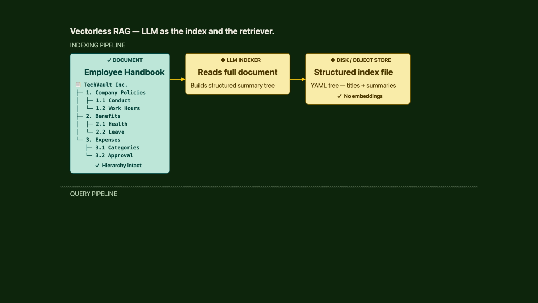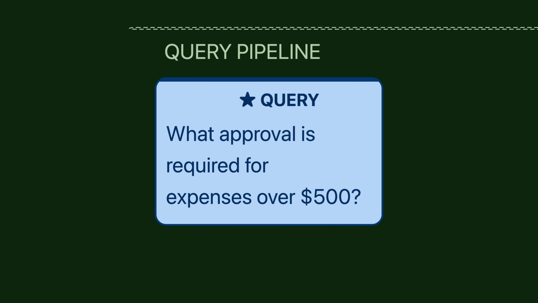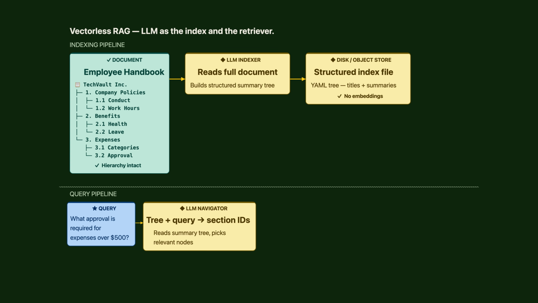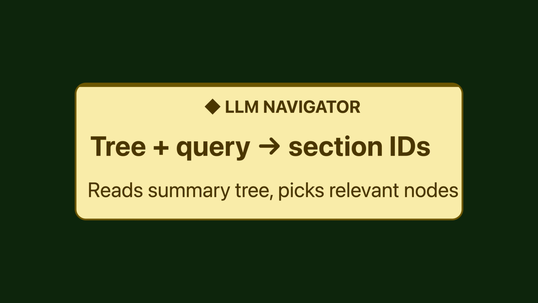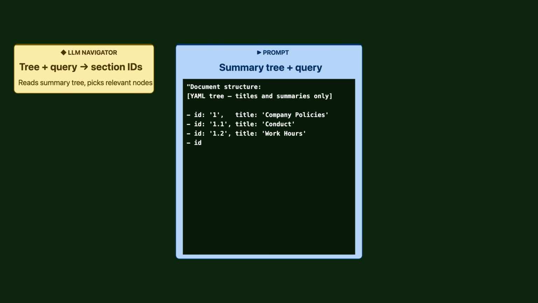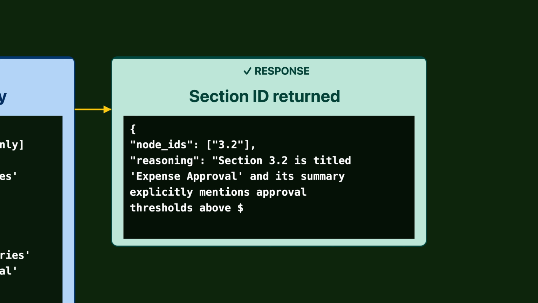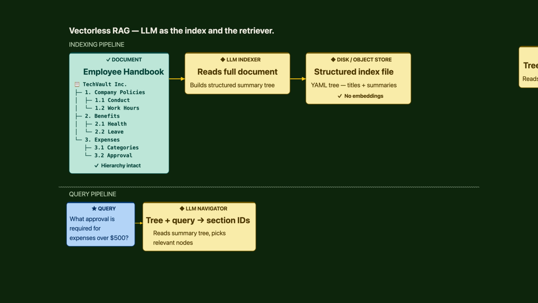Now the query side. Someone asks what approval is required for expenses over $500. We send the query to the LLM along with the summary tree from disk. Let's see exactly what that looks like. The document is sent to the LLM along with the user query, asking it to return the IDs that are most likely to contain the answer. The LLM responds back with the specific section. Node 3.2. Now back to the query pipeline.